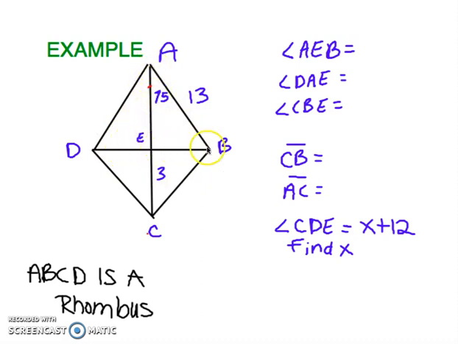AEB would be this angle right here. And one of the characteristics we just learned is that the diagonals are perpendicular, which means that AEB has to be 90 degrees. DAE would be this angle right here. And in a rhombus, the diagonals bisect the corner angles. So if this is 75, this also has to be 75.